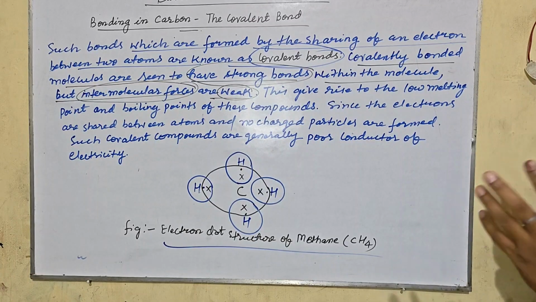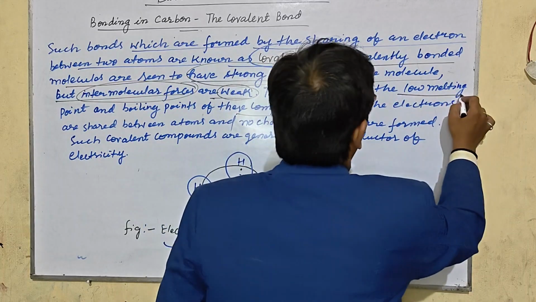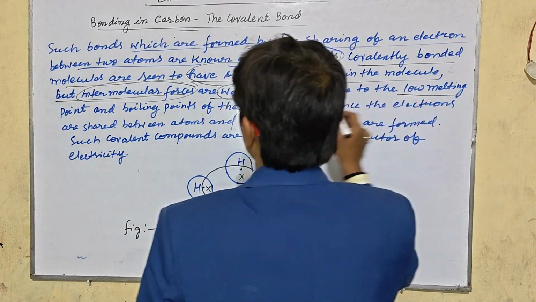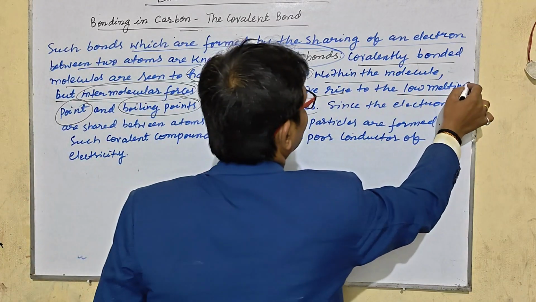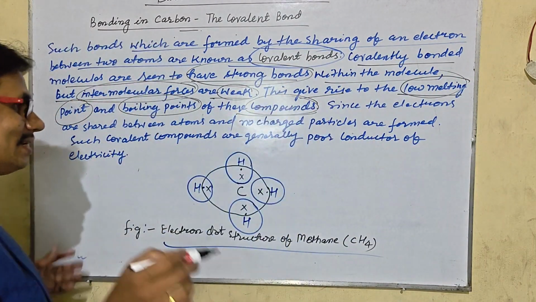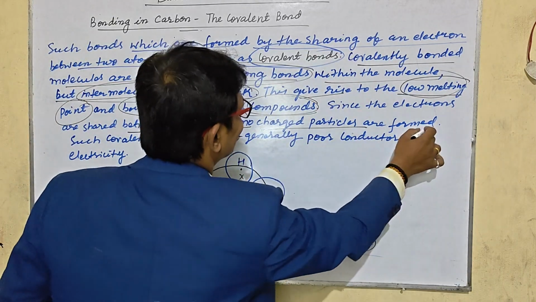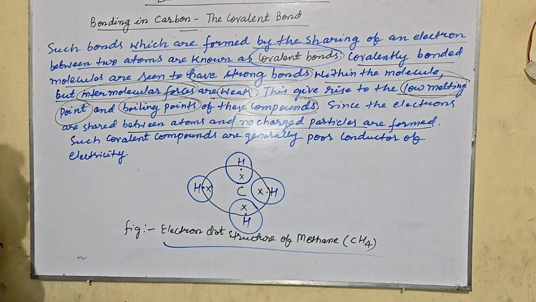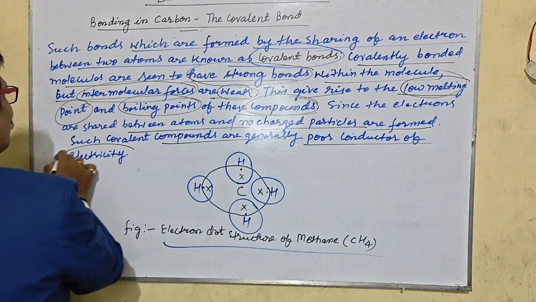These give rise to the low melting and boiling points of these compounds. And since the electrons are shared between the atoms and no charged particles are formed, such covalent compounds are generally poor conductors of electricity.